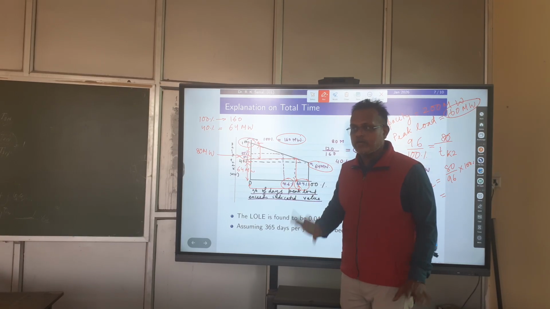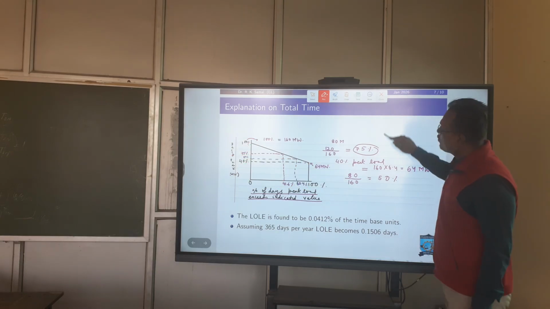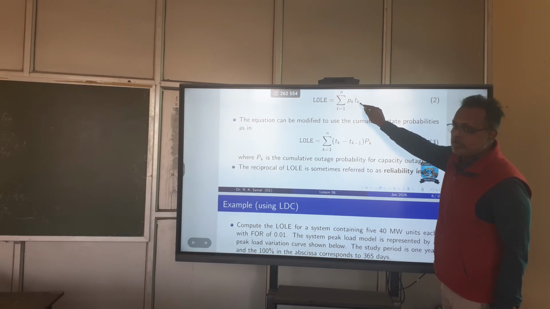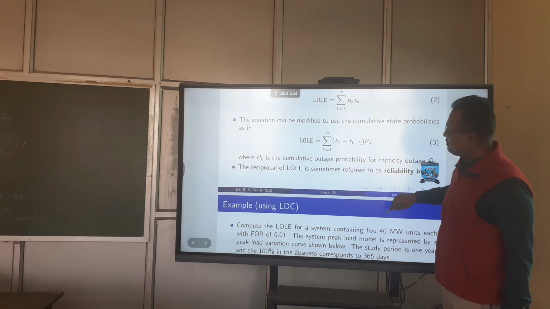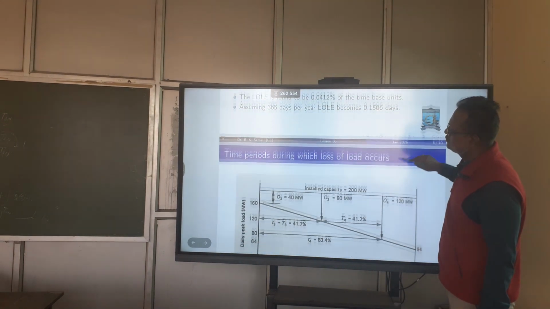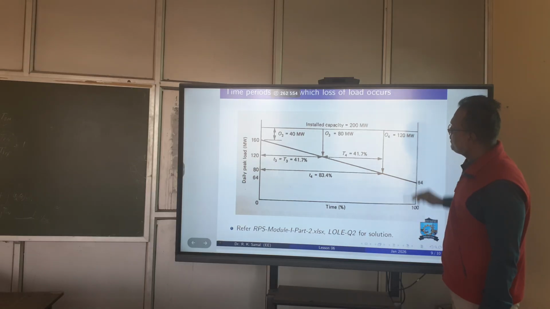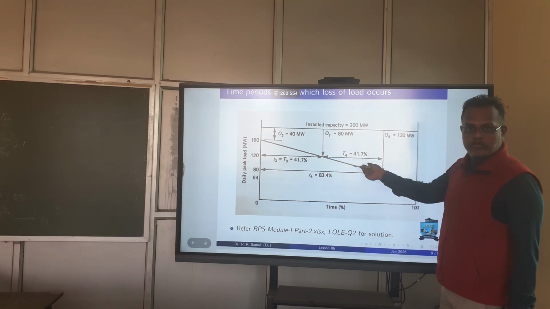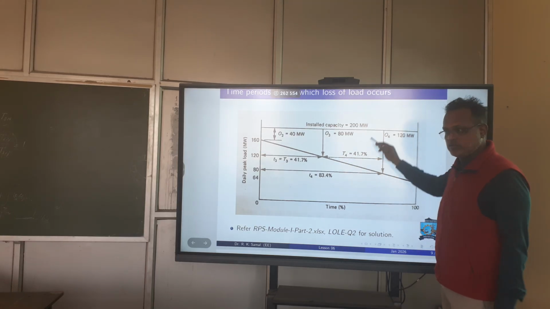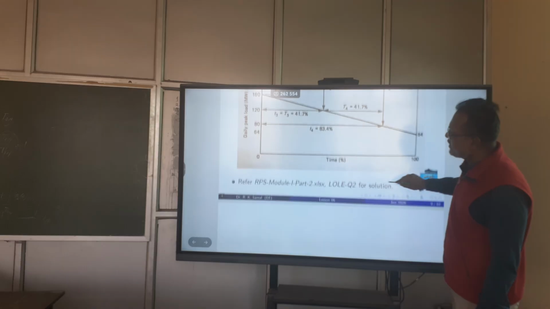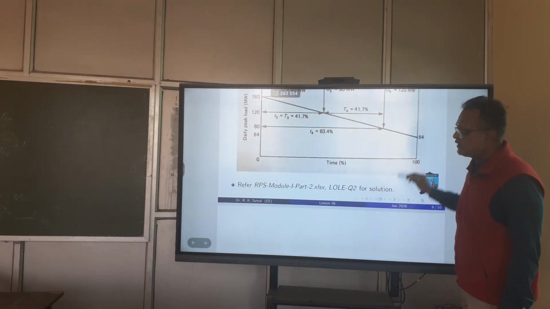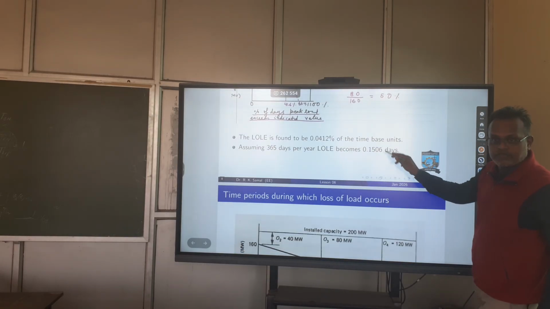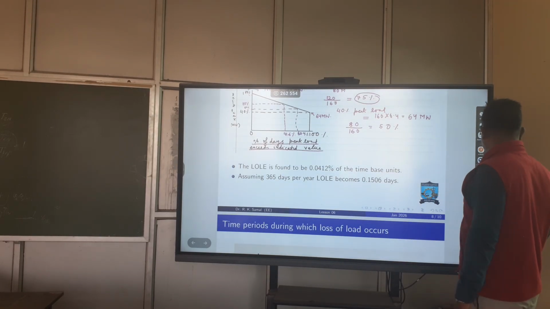Then we have to use this formula: probability into the time. This is what I just showed you from the book, and the answer is given in this. So this is from the book, and this is the information that I got from this diagram.